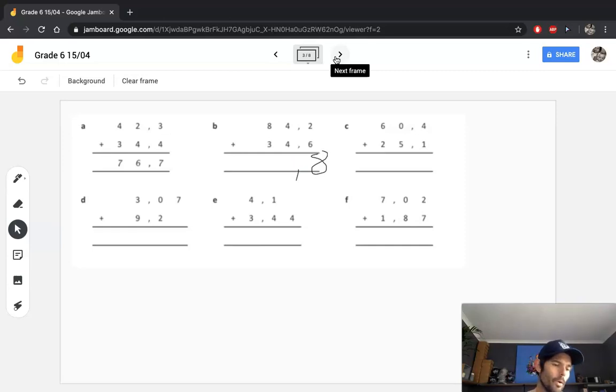The 4 and the 4 is 8 again, and then the 8 and the 3 makes 11. So my answer there is 118,8. Okay, go give C, D, E, and F a go. Press pause now and then have a look after you've completed C, D, E, and F to see if you got those questions correct. Press pause now, guys.